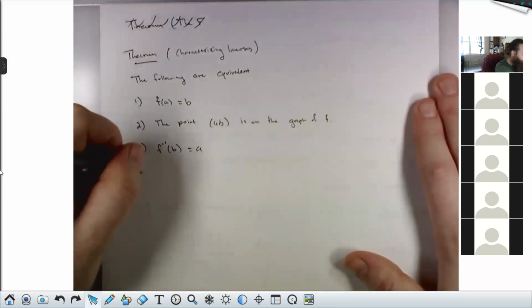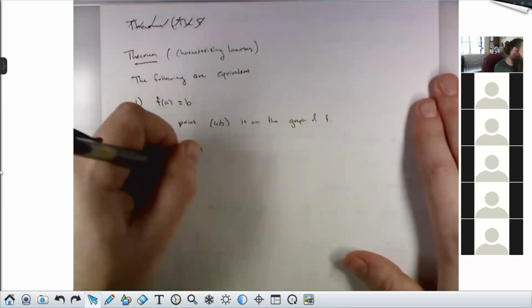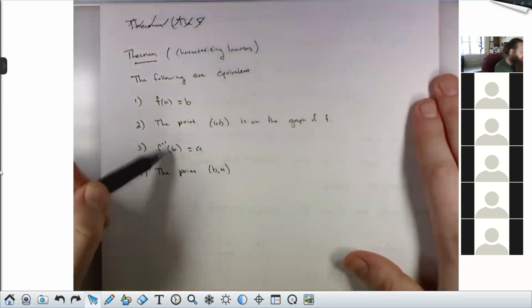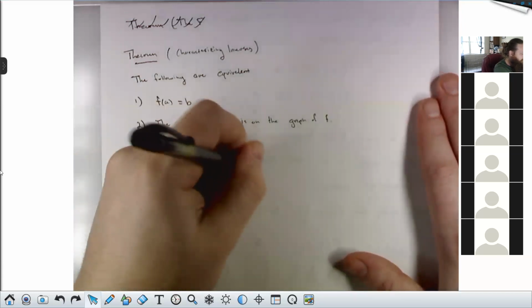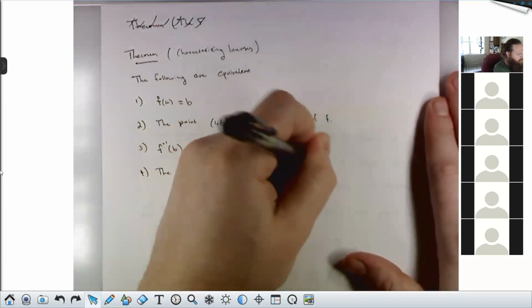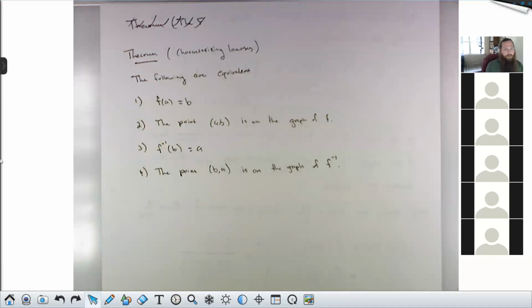And then all of these are equivalent to saying the point B comma A, right? Look, F inverse takes in the input B and sends out the output A. Point B comma A is on the graph of F inverse. And I want you to pay careful attention to items 2 and 4. AB is on the graph of F means BA is on the graph of F inverse.